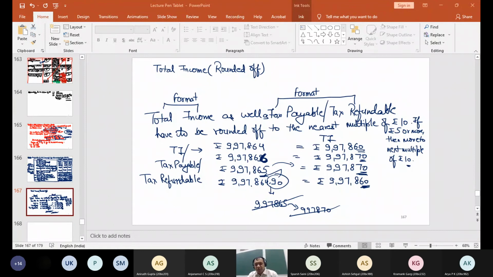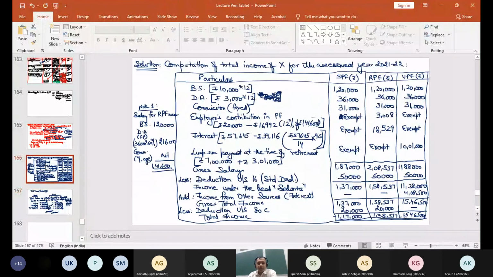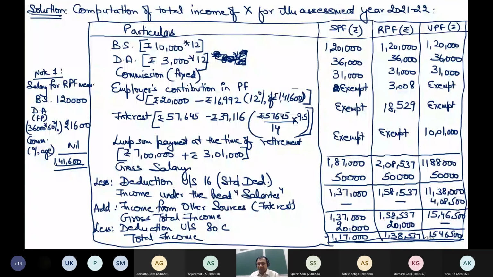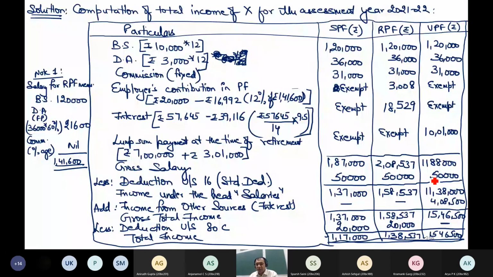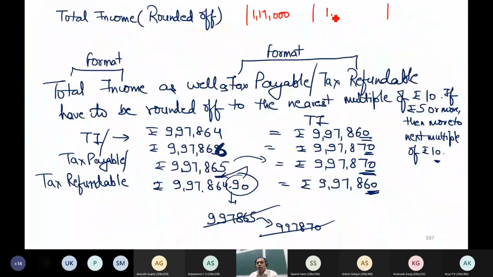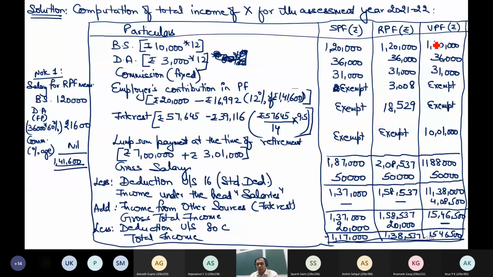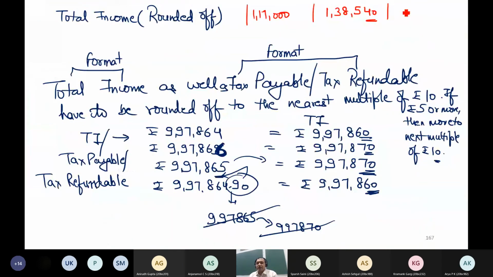Now, if you have understood it, then I can say that my answer to the last question in the first case is the same, 1,17,000. In the second case, it will not be 1,38,537, because 537 has to be rounded off. It is 1,38,540. This is the main point which I wanted to discuss. Similarly, 15,46,500 remains the same.